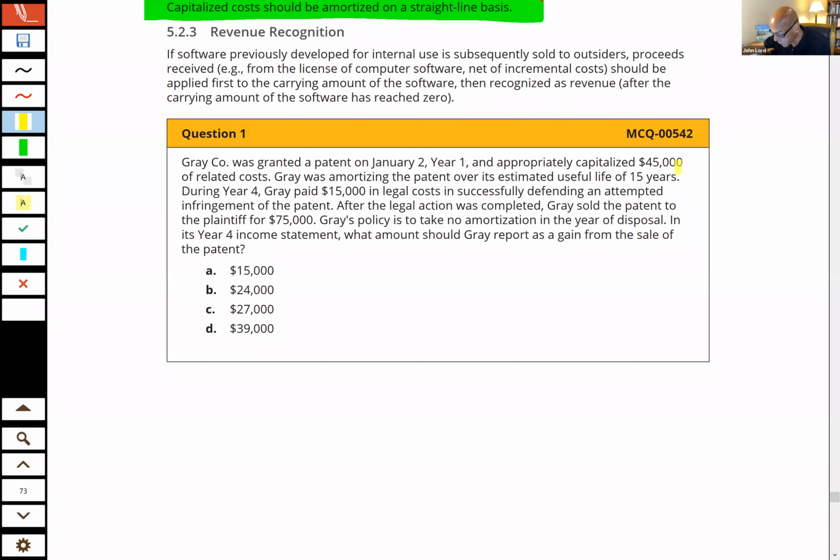Okay, so we have this Gary company that was granted a patent on January 2nd and appropriately capitalized $45,000. If I appropriately capitalized $45,000, I know I have to take that. Now they were amortizing the patent over 15 years. So if I divide $45,000 by 15, what do I get? $3,000 per year. Yes.